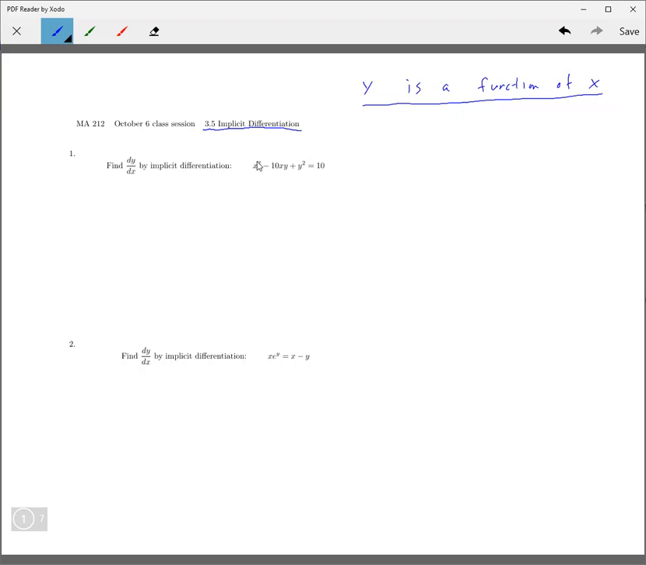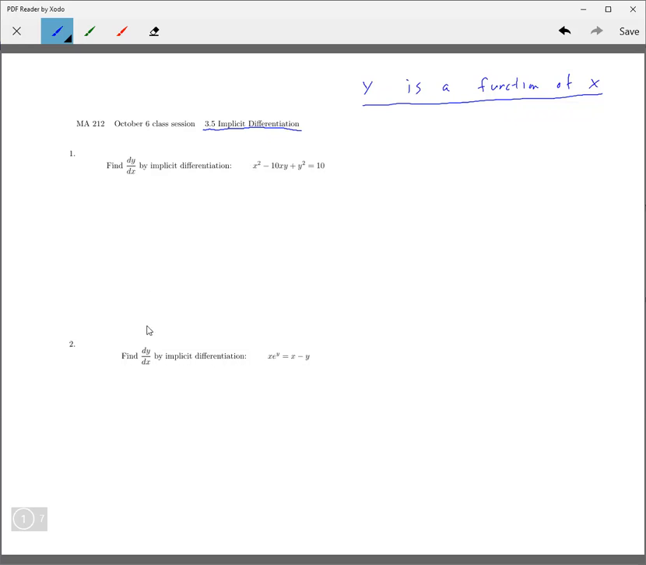Let me explain what the underlying problem is here. We're supposed to find dy/dx, but it's kind of hard to solve this for y. Maybe you can do it with the quadratic equation, but it's still kind of weird because you're going to have plus or minus and square roots and stuff like that. Also, with this one right here, you really can't solve for y as a function in terms of x.